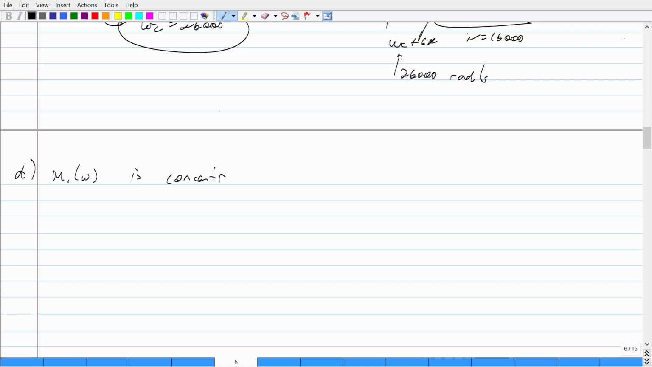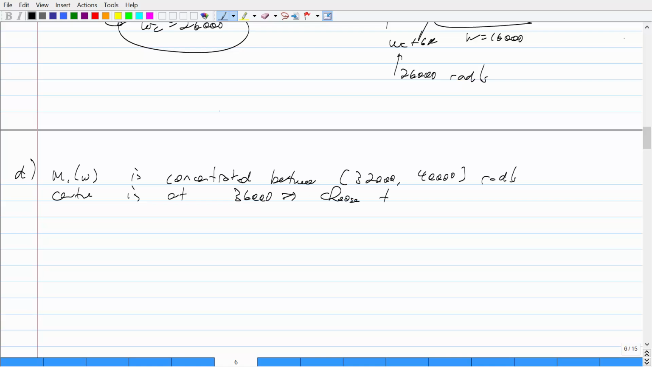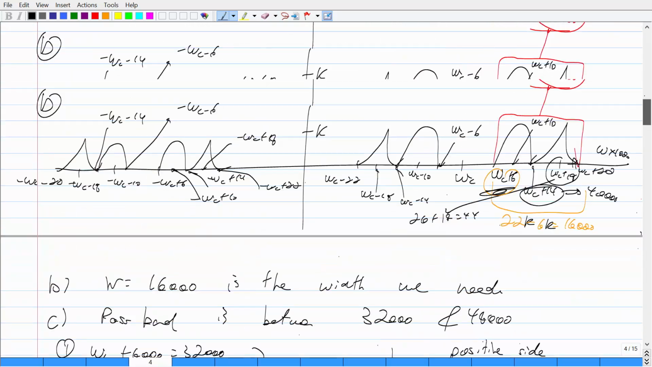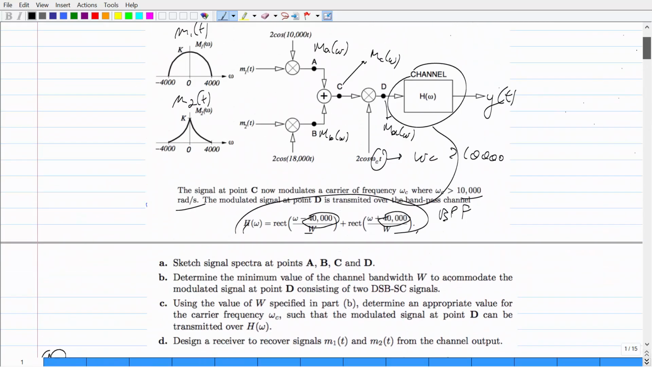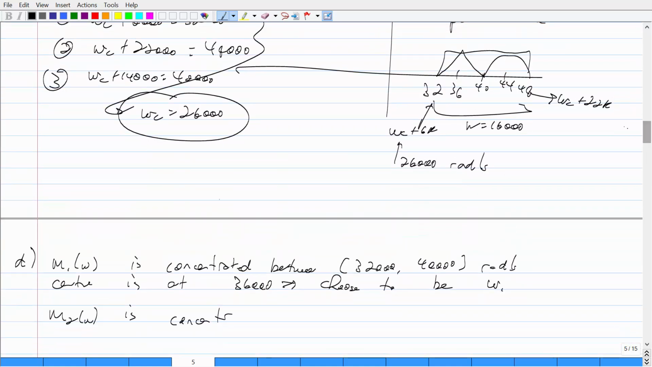Okay, so basically, the first signal, let's do D, sorry, not M, so M1 of omega is concentrated between 32,000 to 40,000 radians per second. And the center is at 36,000. So we'll choose that to be omega 1. And then the second signal is concentrated. Actually, I'm sorry, this is the second signal. It's first. Sorry. Let me just double check one more time. Yeah, the first one is the hump. So, sorry, this would be the second signal, and then the first signal.